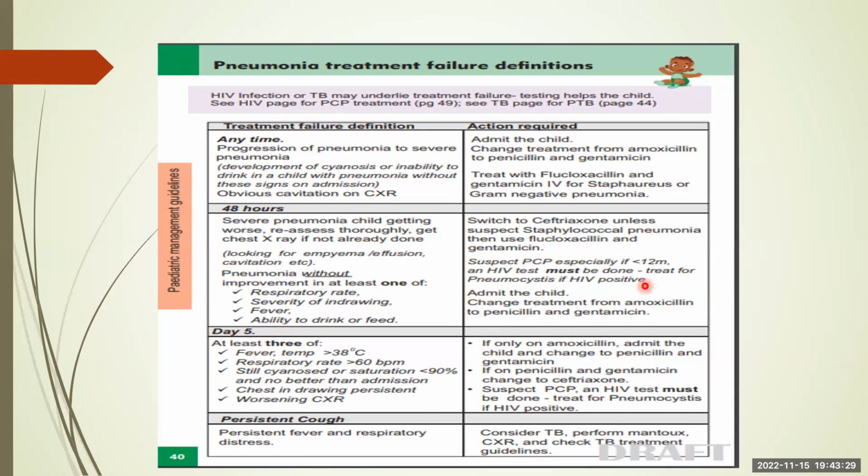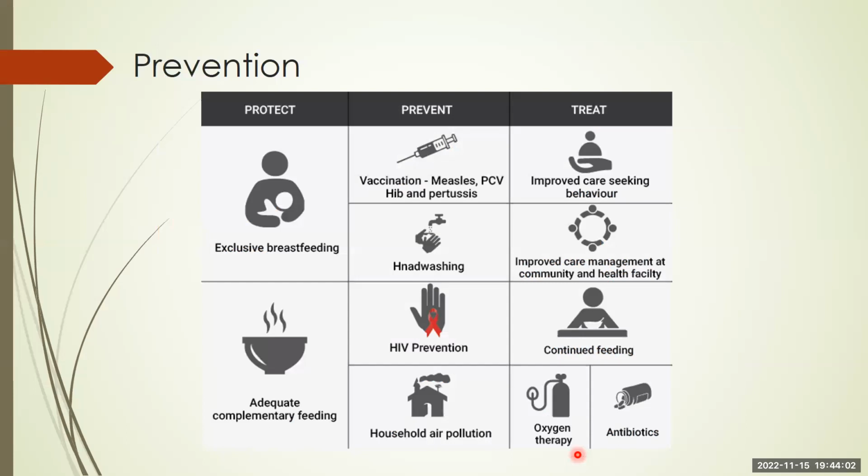And if the child is HIV positive, then suspect pneumocystis pneumonia, and you should give high-dose cotrimoxazole and IV penicillin and gentamicin. If there is persistent fever and respiratory distress, then you should consider TB. You should perform a Mantoux test, chest X-ray, and check TB treatment guidelines. So that's how you manage pneumonia. Then I'm going to the prevention of pneumonia.